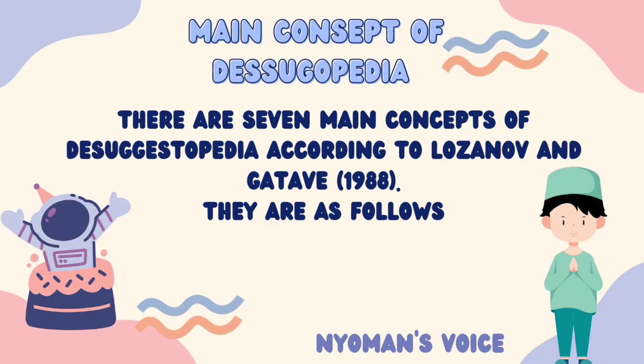The last concept is a successful classroom atmosphere. The challenge for a teacher is to create a relaxed and careful environment. A positive vibe and environment must be created. The class atmosphere is focused on the concept of Desuggestopedia.